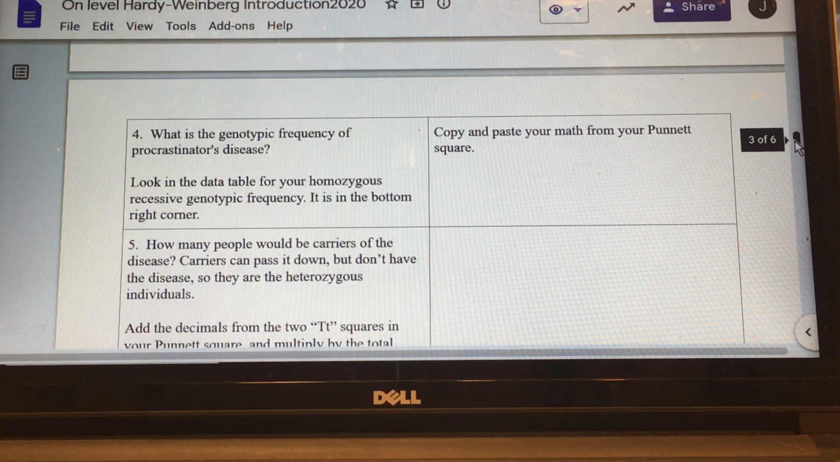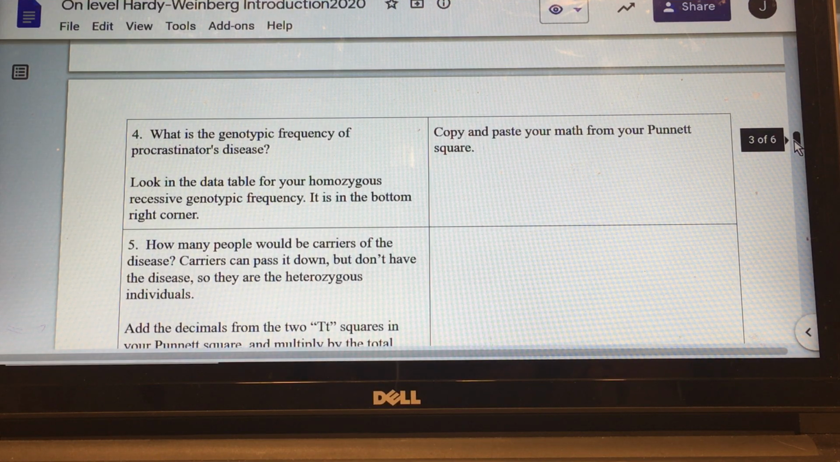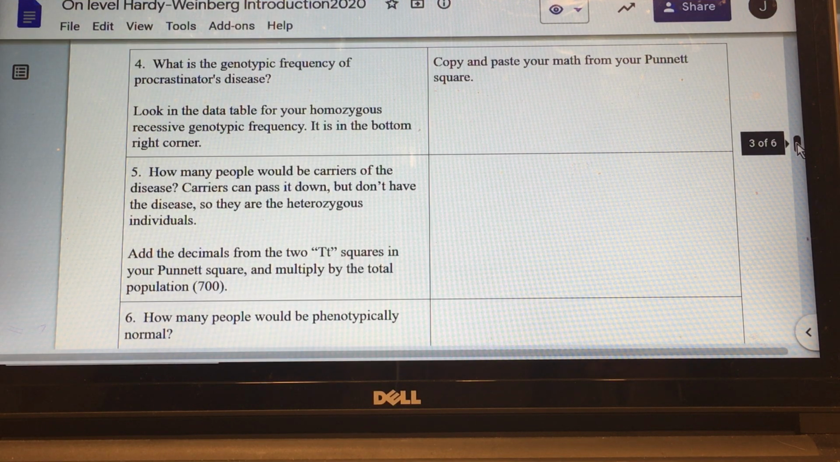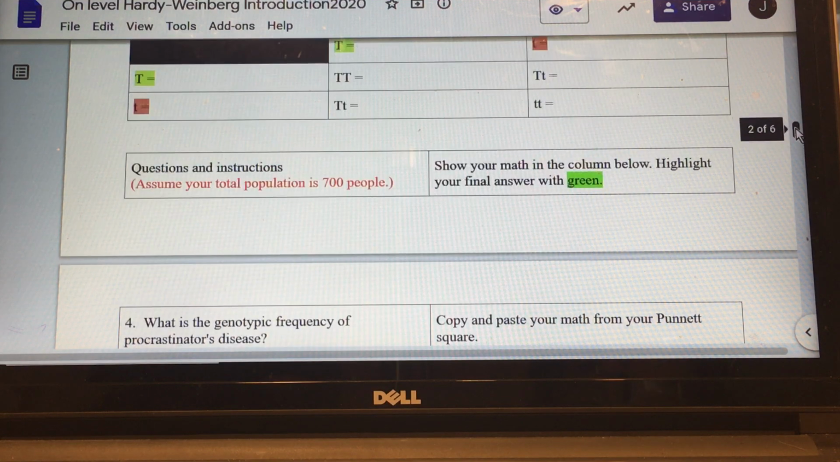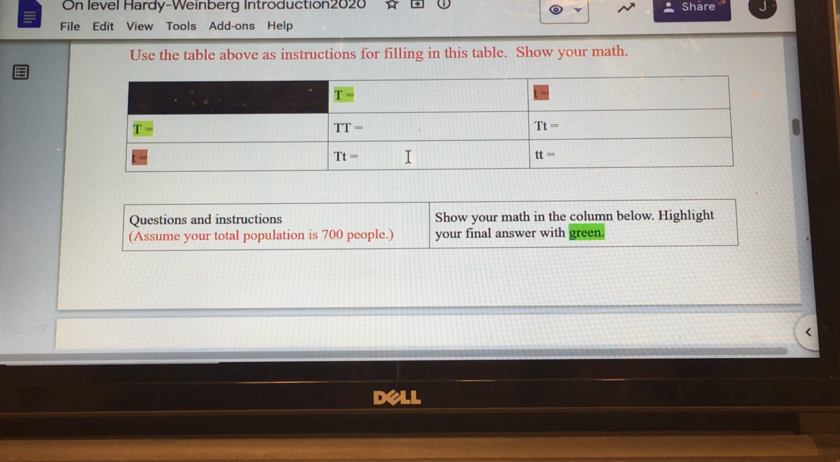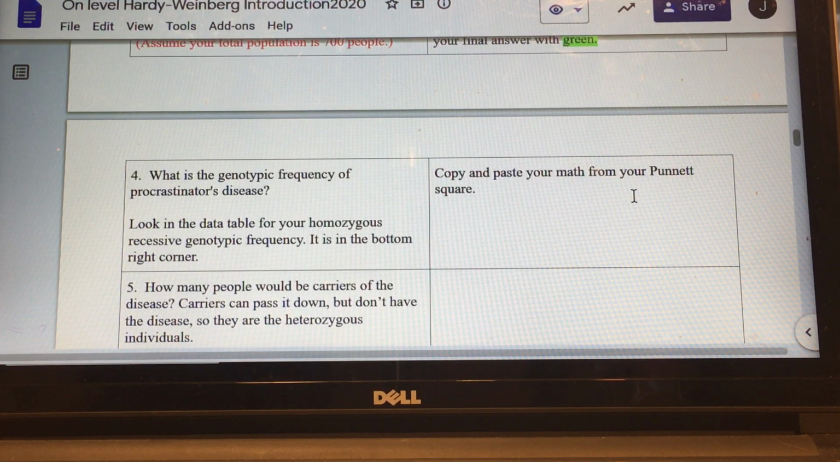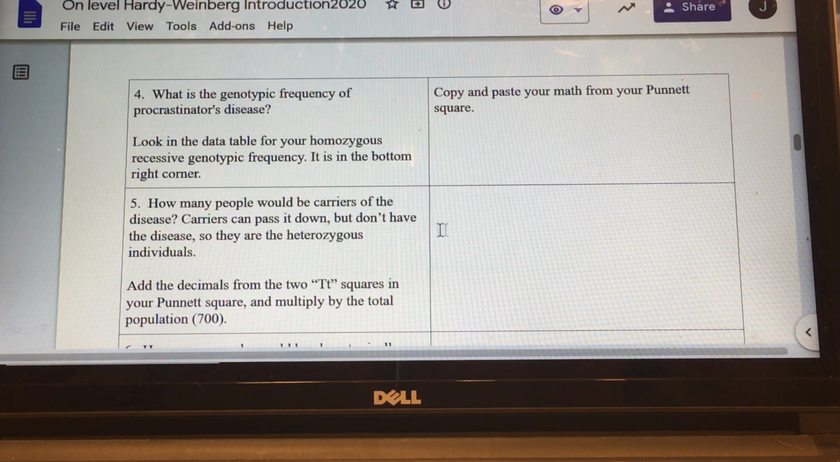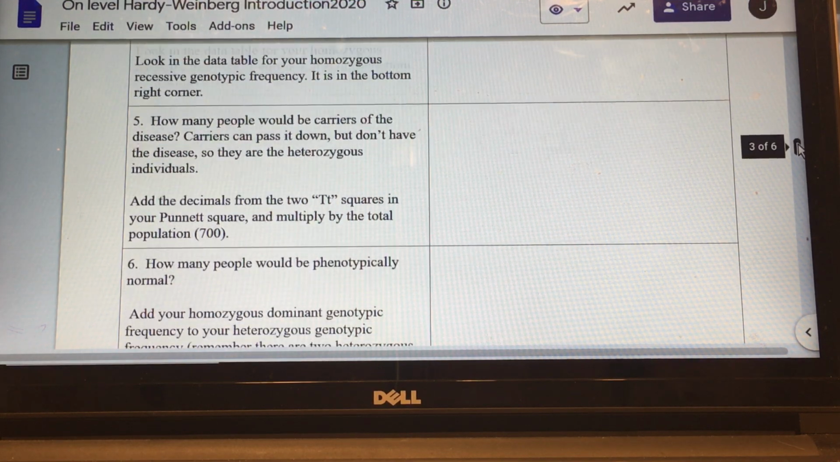Now, number 5 says how many people would be carriers of the disease. So carriers can pass it down but don't have the disease. So they are heterozygous individuals. So what you have to do is add the two decimals from your big T, little t squares in your Punnett square. So whatever your decimal is here is going to be the same as your decimal is here. You add those together, and then you multiply by the total population, which in the problem is given to you. We tell you it's a population of 700. So always show your work. Show the numbers that you're multiplying so that your teacher can figure out what you've done.